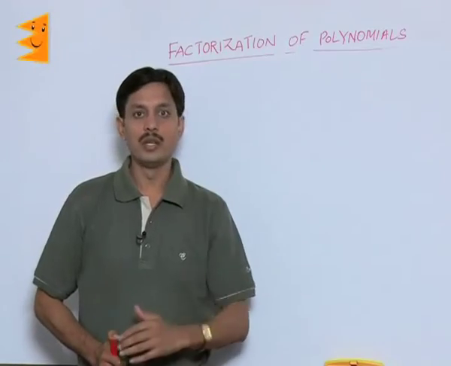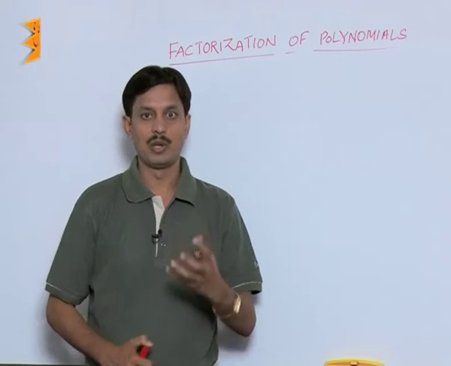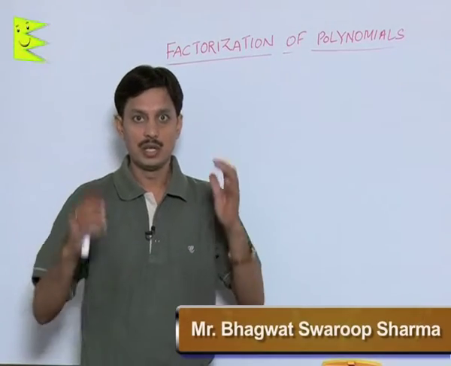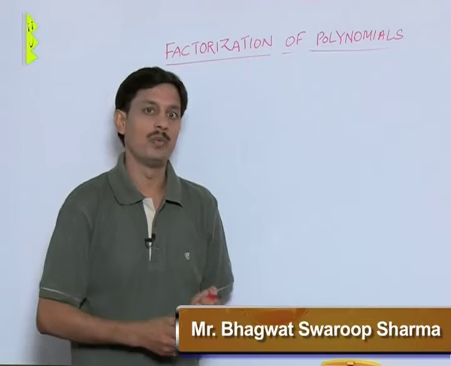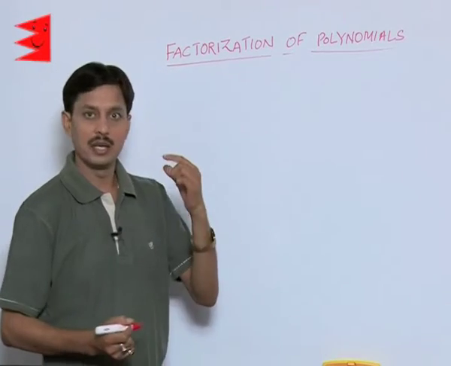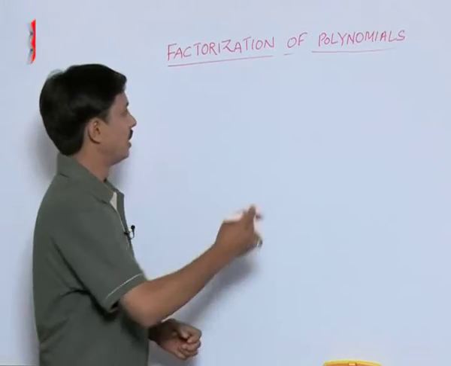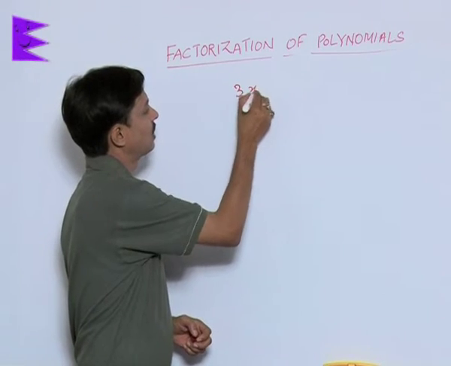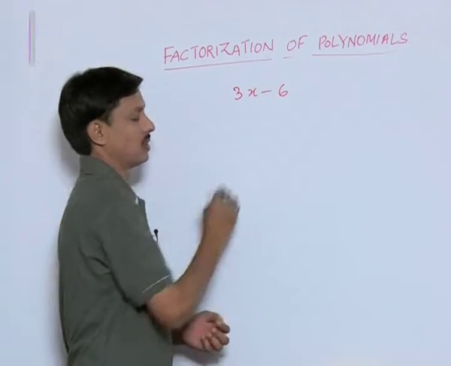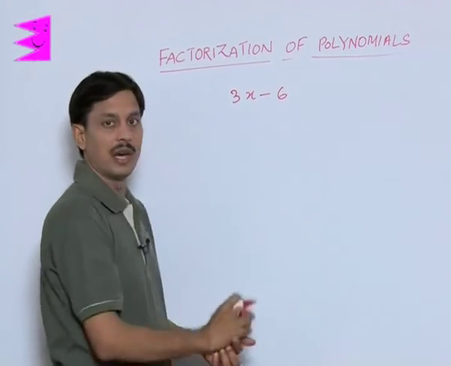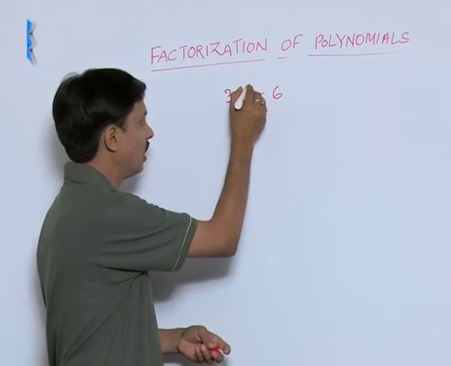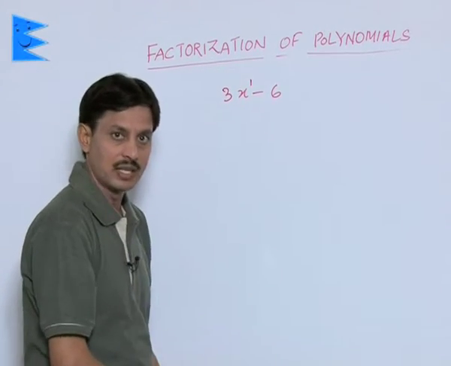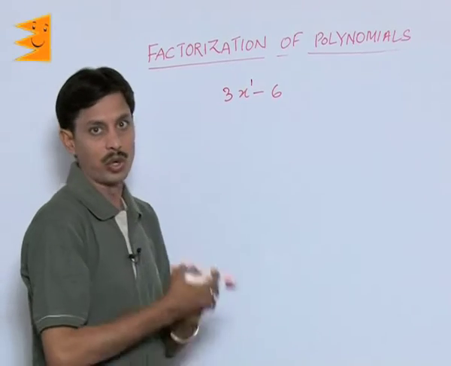Now I want to tell you what are the zeros of a polynomial. What is the meaning of this word, zeros of a polynomial? In case I take an example, that is 3x minus 6. It is a polynomial, yes. It is a linear polynomial, yes. Its degree is 1.